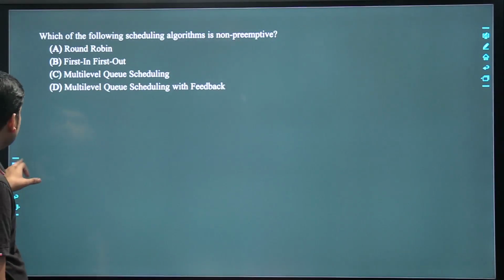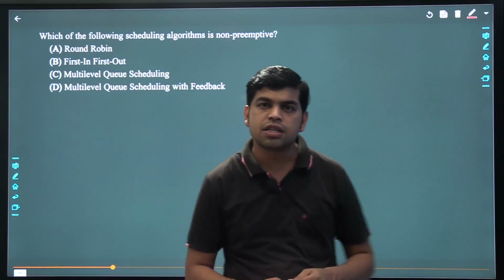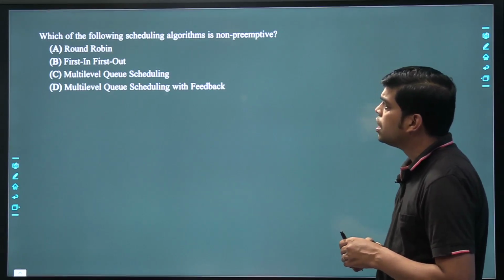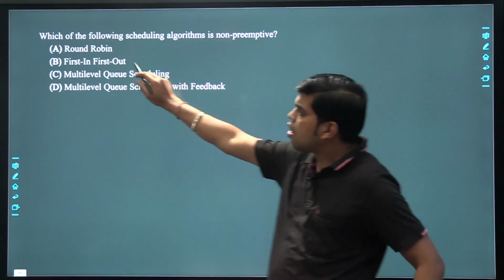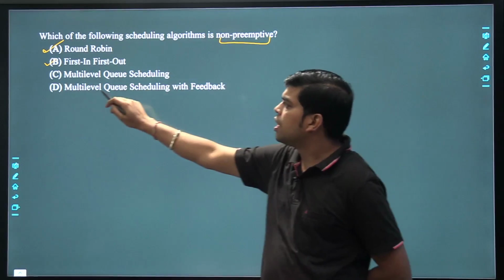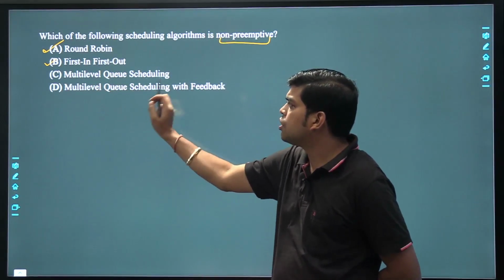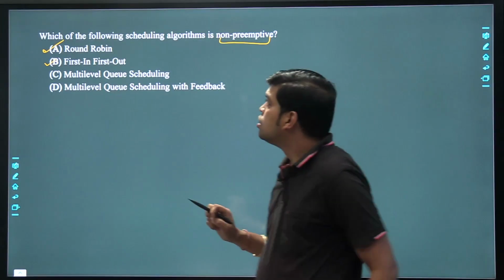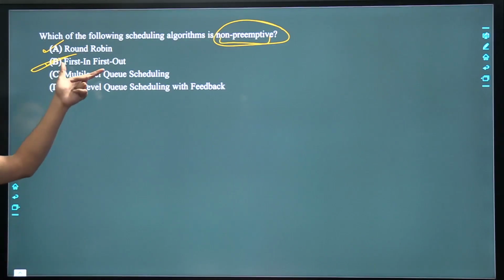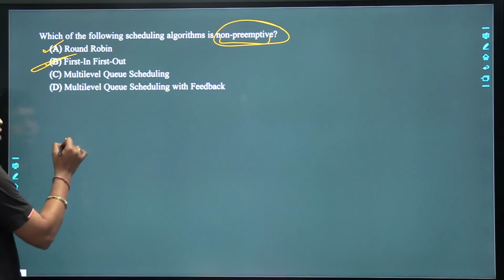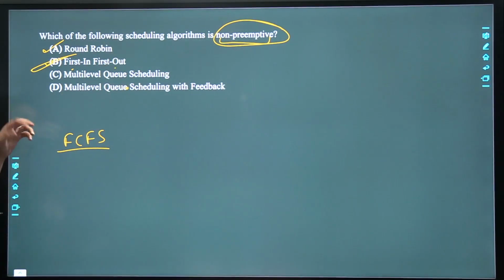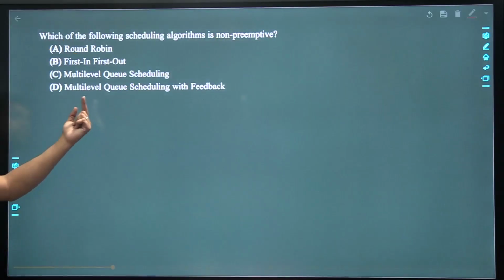Now the next question is which of the following scheduling algorithms is non-preemptive? The options are round robin, first in first out, multi-level queue scheduling, multi-level queue scheduling with feedback. So the non-preemptive type is definitely first come first serve, first in first out. We can say that FIFO or FCFS, first come first serve, you can use that in non-preemptive nature. Got it?